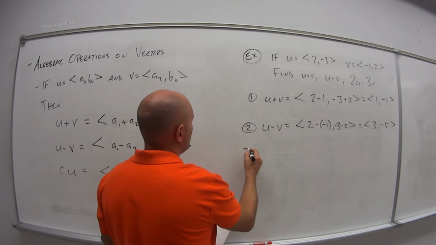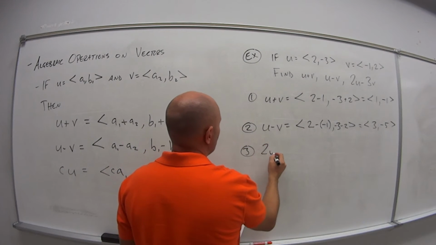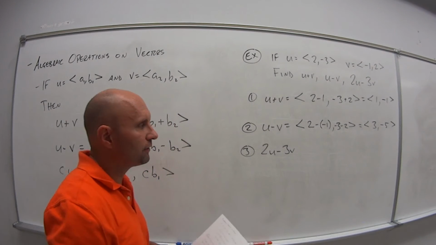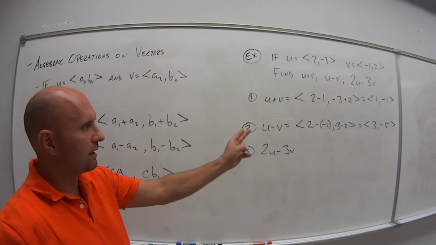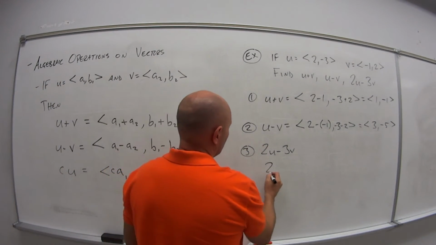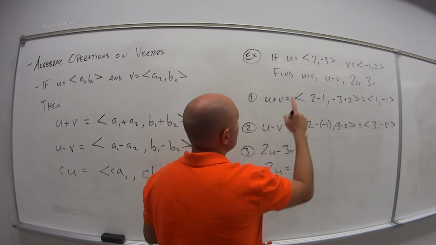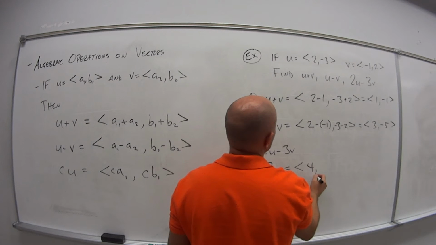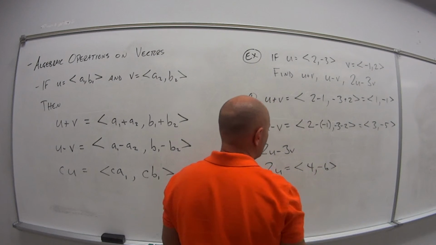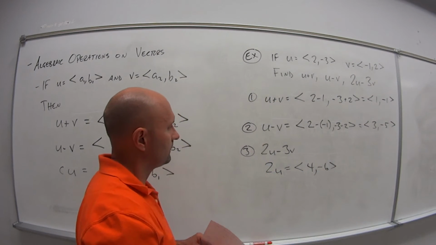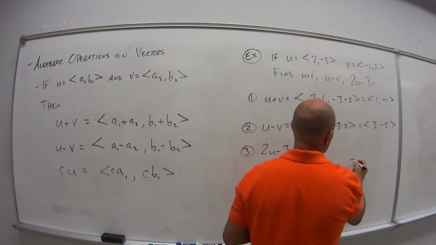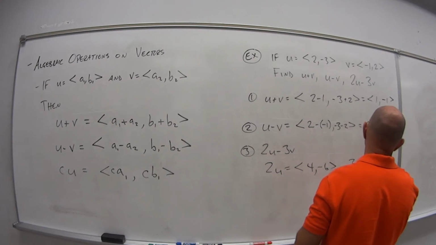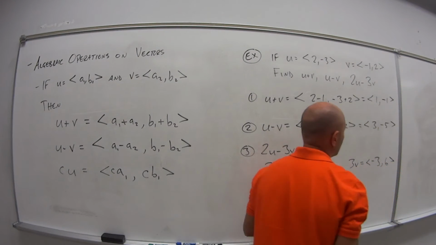And then the third one we have to figure out is 2U minus 3V. So first let's figure out both of these separate vectors, then we'll take the difference. So 2U gives me what? Well, I'm just going to multiply each value inside by 2. So that gives me 4 and -6. And 3V gives me what? Well, I just multiply the values inside by 3. So -3, 6.